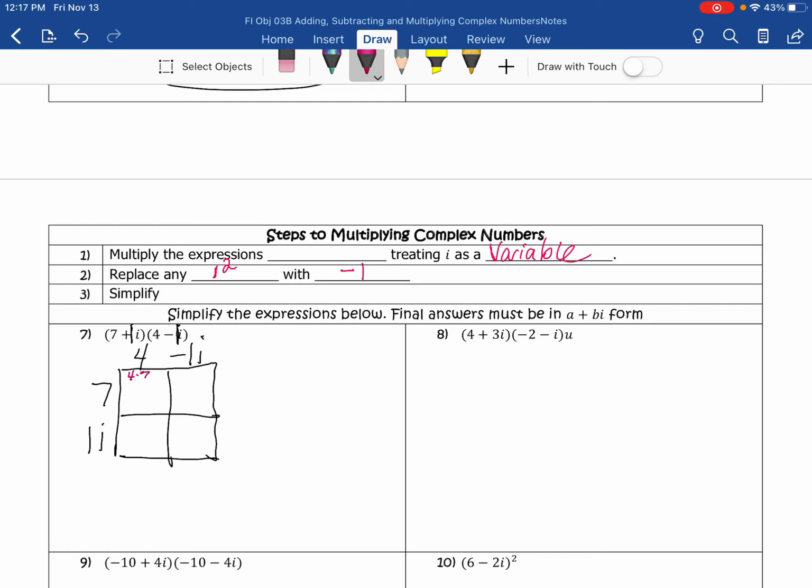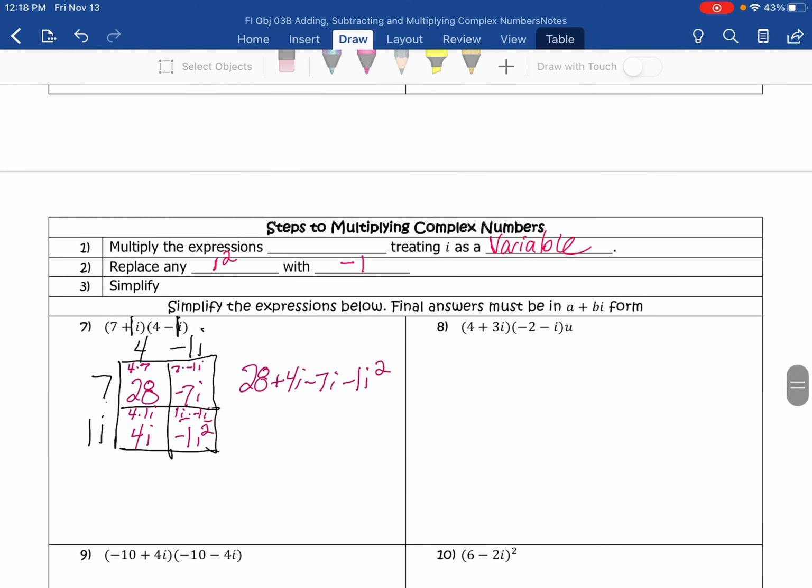This is going to be 4 times 7, so this box has 28 in it. This one is going to be 7 times negative 1i, which is going to be negative 7i. This box right here is going to be 4 times 1i, which is going to be 4i. And this last box right here is 1i times negative 1i, which is negative 1, and I have 2 i's, i squared. So I write it out. It's going to be 28 plus 4i minus 7i minus 1i squared.